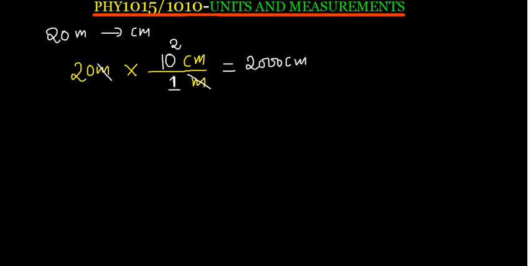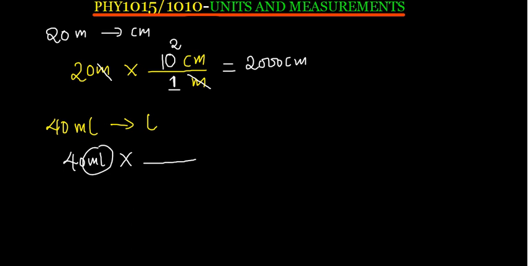Okay. Let's say we have got 40 milliliters. You want to convert just to liters. How can you convert that? So I'm going to write this 40 milliliters. I'll multiply. Since I'm seeing a milliliter on top, I'm going to put a milliliter down, and then I'm going to put a liter here.